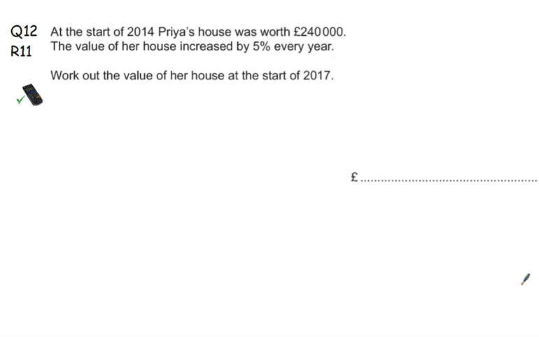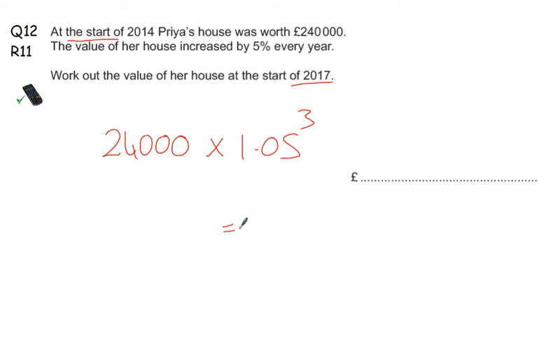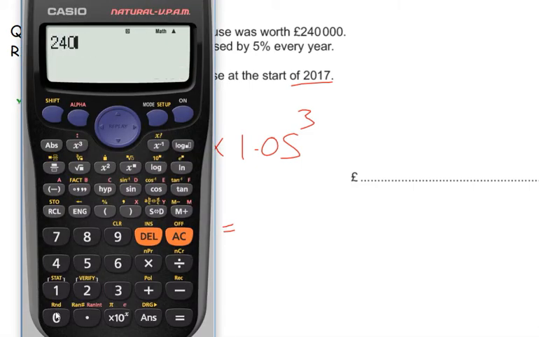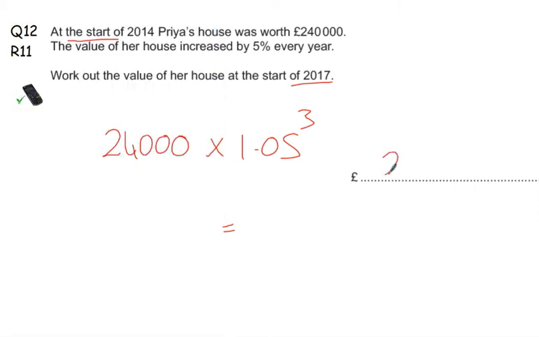At the start of 2014, Priya's house was worth £240,000. The value of her house increased by 5% each year. What is the value of her house at the start of 2017? At the start, so that's 3 years. If that had said at the end, that would have been 4 years. So from there to there is 3 years. Just type that in. 240,000 times 1.05 to the power of 3 years is 277,830.